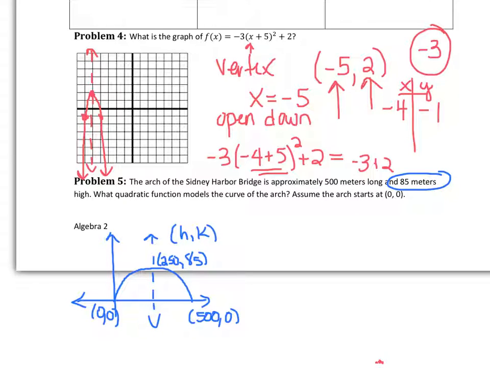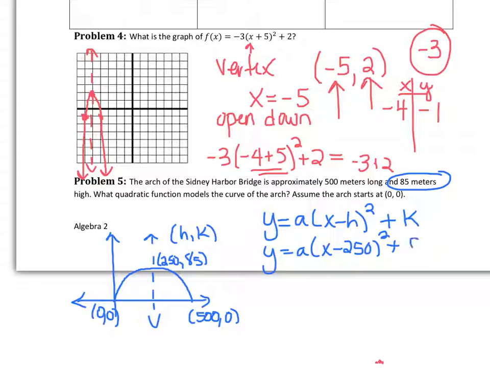So when I'm talking about the vertex, the point is going to be (250, 85) for h and k. All right, let's use the vertex form, y equals a times (x minus h) squared plus k, and let's substitute what we know. We know h is 250, we know k is 85, and we have to solve, so we're going to make y equal to 0, and we have to solve for a. So I have 0 equals a times (0 minus 250) squared plus 85.